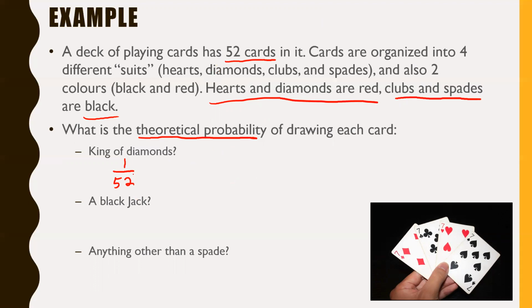If you tried to write this as a decimal, you're going to get kind of a messy decimal, so I think writing it just as a fraction is probably the best way of representing it. So I will say my theoretical probability is 1 out of 52, and I'm going to leave it there because it didn't say how else to express it.